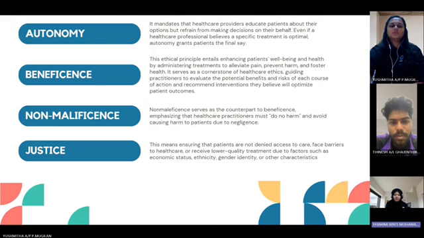The third one is non-maleficence. Non-maleficence serves as the counterpart of beneficence, emphasizing that healthcare practitioners must do no harm and avoid causing harm to patients due to negligence. Then the last one is justice. This means ensuring that patients are not denied access to care, face barriers to healthcare, or receive lower quality treatment due to factors such as economic status, ethnicity, gender identity, or other characteristics. So I will pass to my next member.